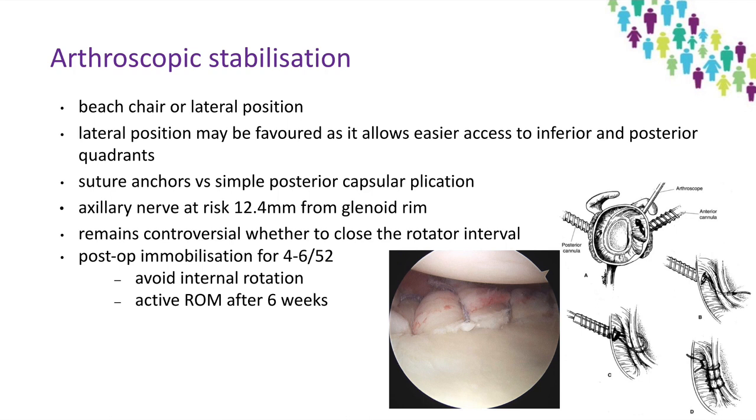Important to note, the axillary nerve is in very close proximity to the glenoid rim in the 6 o'clock position. One study showed that it was only 12.4 millimeters away, and it's a good idea to avoid diathermy in the inferior glenoid and just be aware that the nerve is in very close proximity. It remains controversial whether to close the rotator interval.